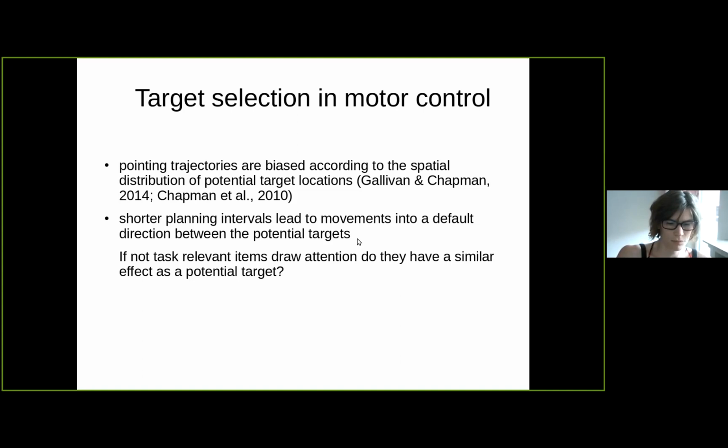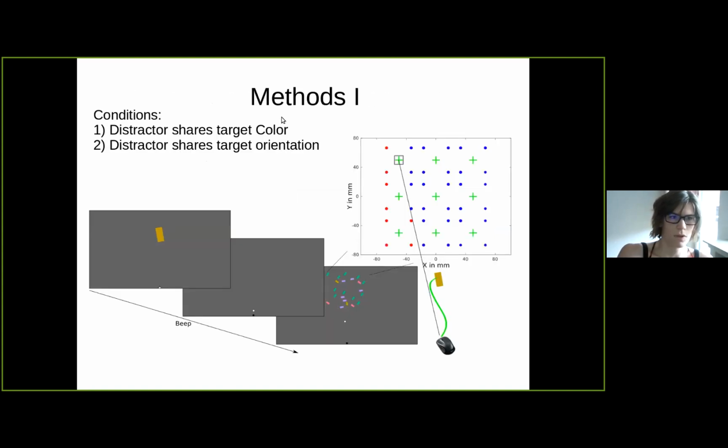What we are interested in is, would we find the same effects where attention changes the hand trajectories in a visual search task? So let's start with the first experiment.